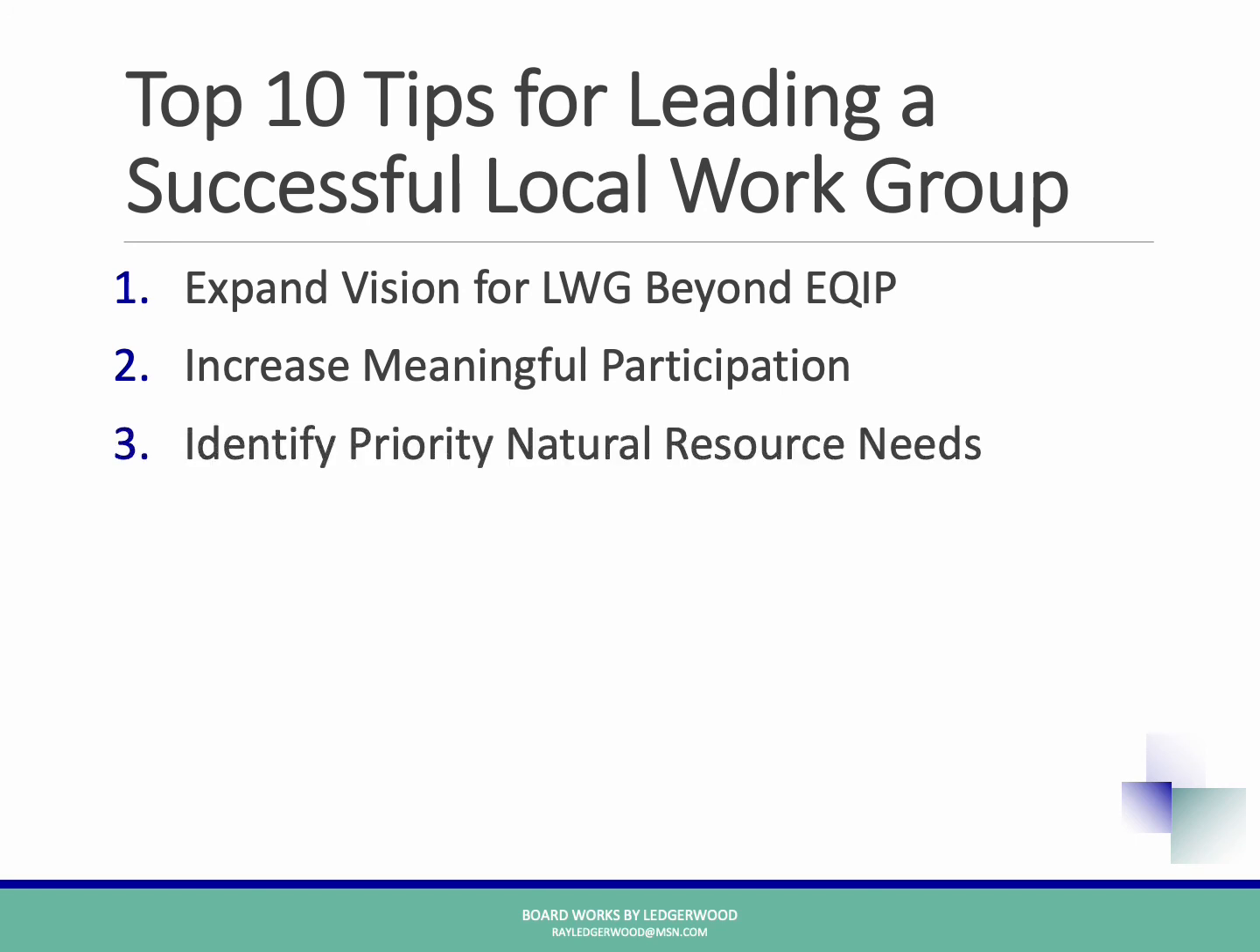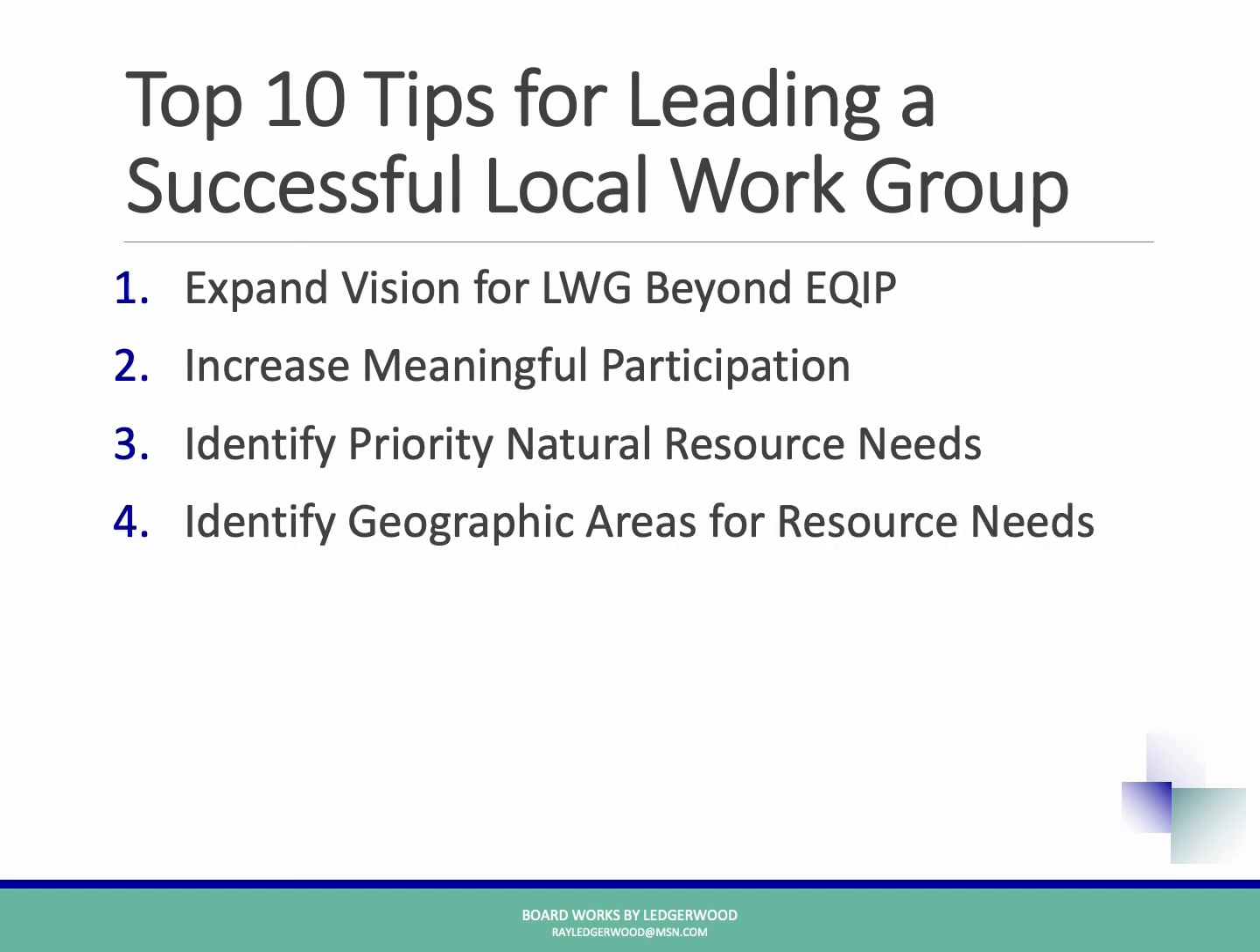Our third recommendation, or third tip, is to identify the priority natural resource needs and do that together. Identify what those needs are and prioritize those. This is the first priority, second priority, third priority we would work on together. And with that, the fourth tip deals with the geographic areas for those resource needs and concerns. Making sure that we talk about this area in this particular local work group area is most important for that natural resource need, and the ability to be able to focus our energy and effort on a geographic area for a priority natural resource need.